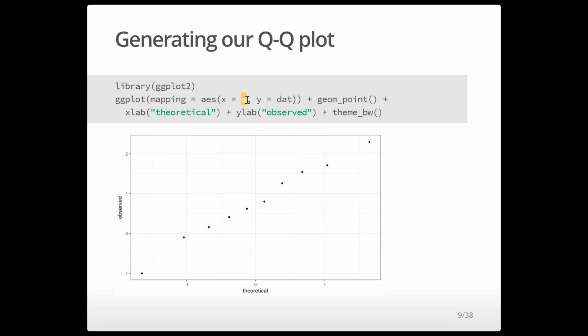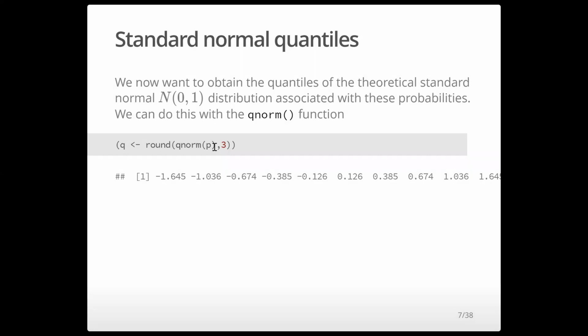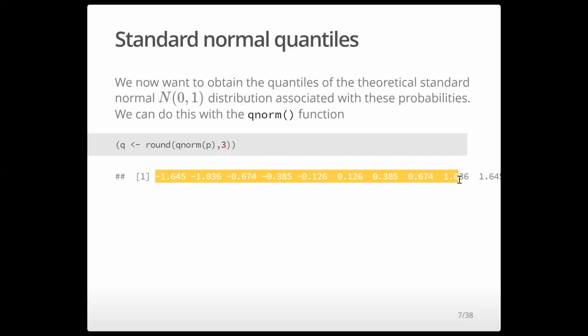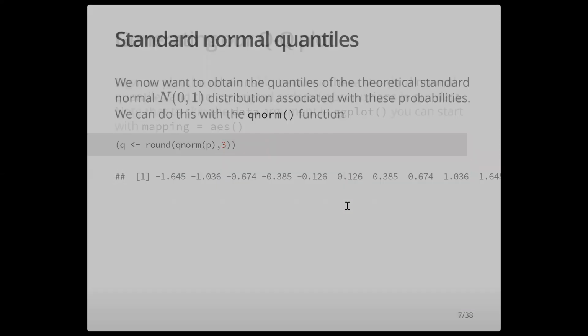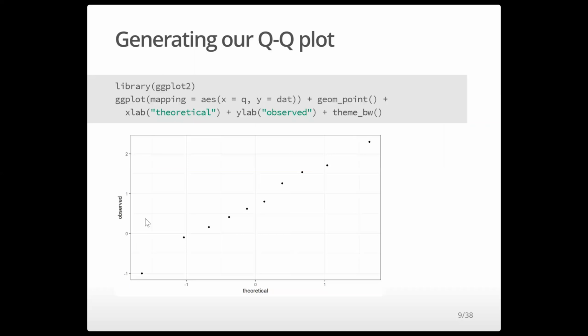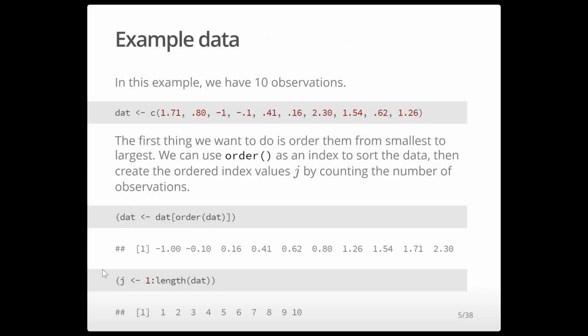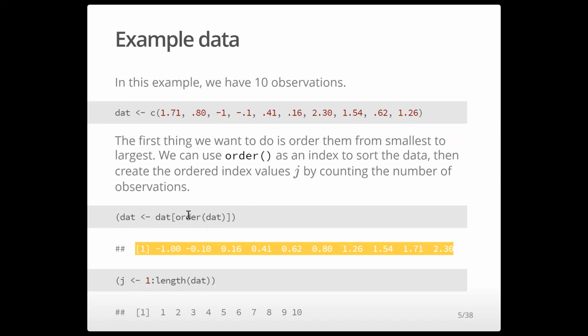So x is our quantiles. These are our theoretical normal distribution values that we got here. So it's these values that are associated with our expected probability values. And then the y-axis is our observed data. It's just our ordered observed data. It's here.